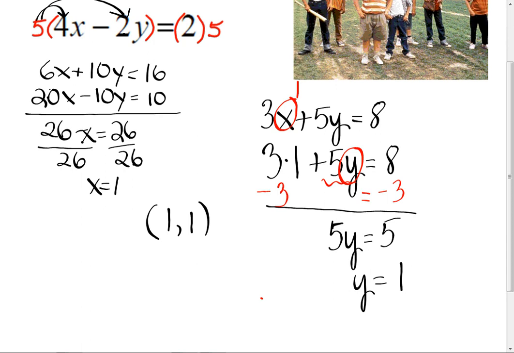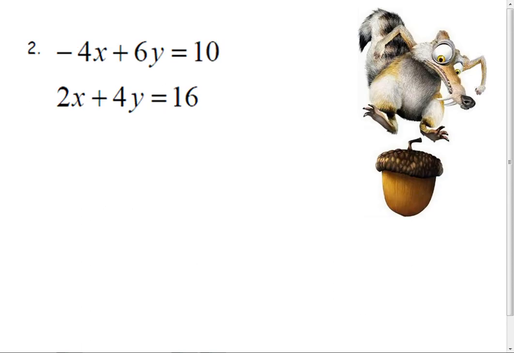Okay, so we try the next one. This is harder than yesterday.